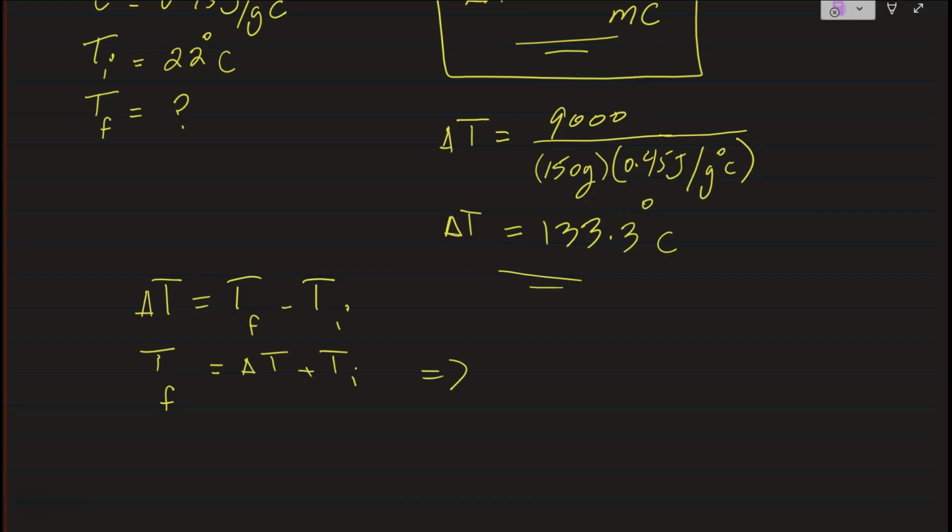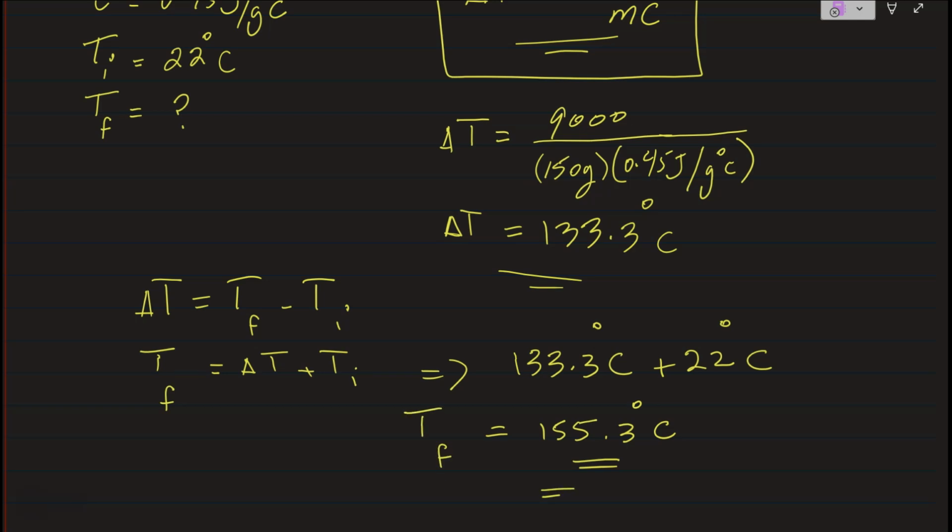Okay, and here it is. So we have 133.3 degrees plus the initial 22 degrees Celsius. And the answer to that would be 155.3 degrees Celsius. That is the T final. Okay, excellent. Let's look at another question.